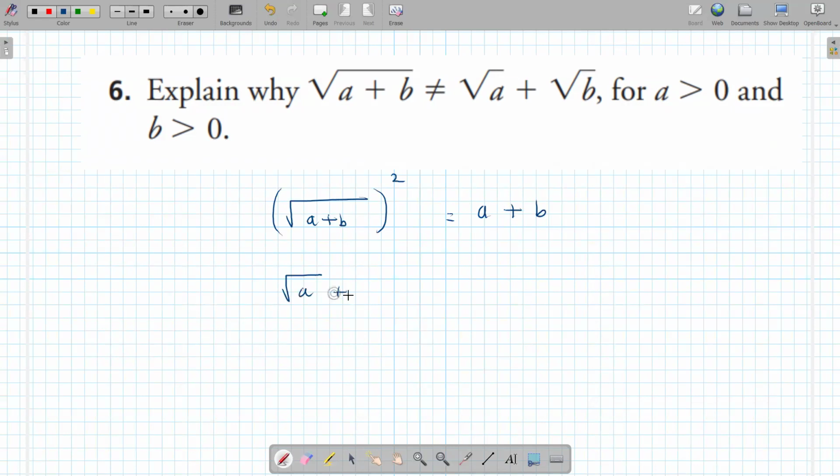Now let's say you have this. You square it. What would you get? Is it a squared plus b squared? Is it the exact same thing is the question, I guess.